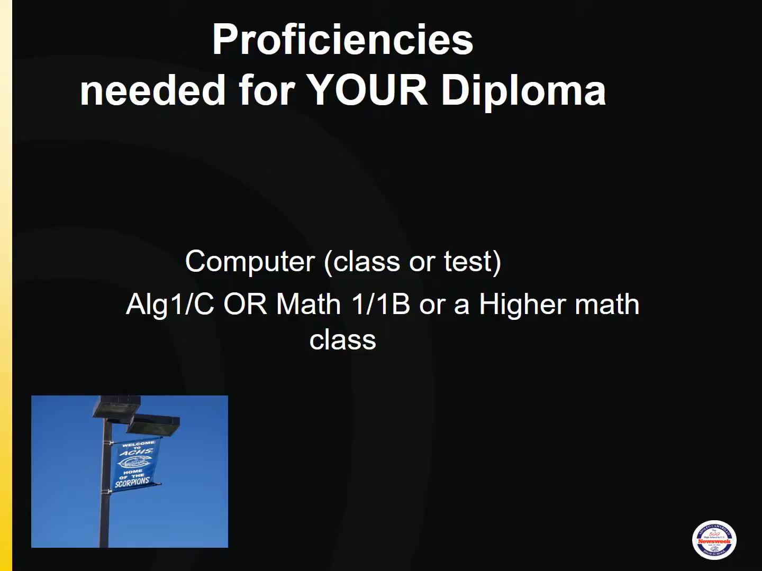In addition to the 230 credits required for the diploma, there are also 2 proficiencies needed. The first is the computer proficiency. You can fulfill this requirement by taking a specific class that fulfills the computer literacy requirement or taking a test. The test is offered multiple times throughout the school year. The other requirement or proficiency is the math proficiency. You must pass through Math 1 second semester or 1B or a higher math class.